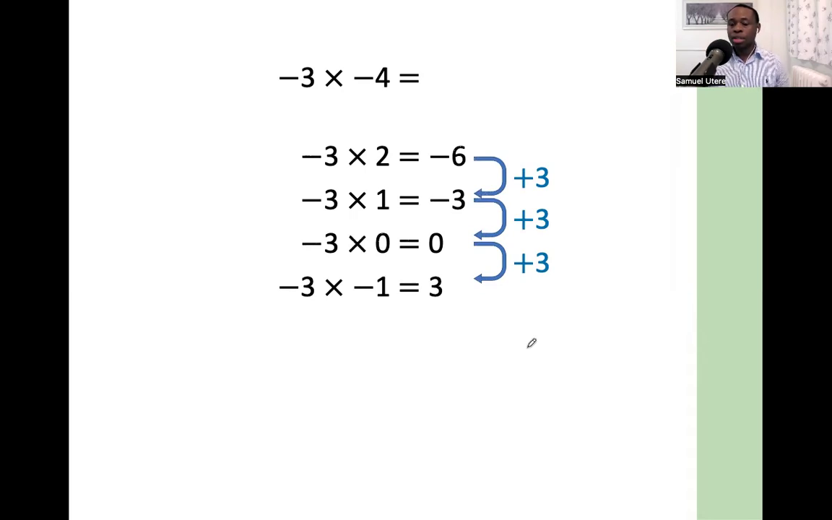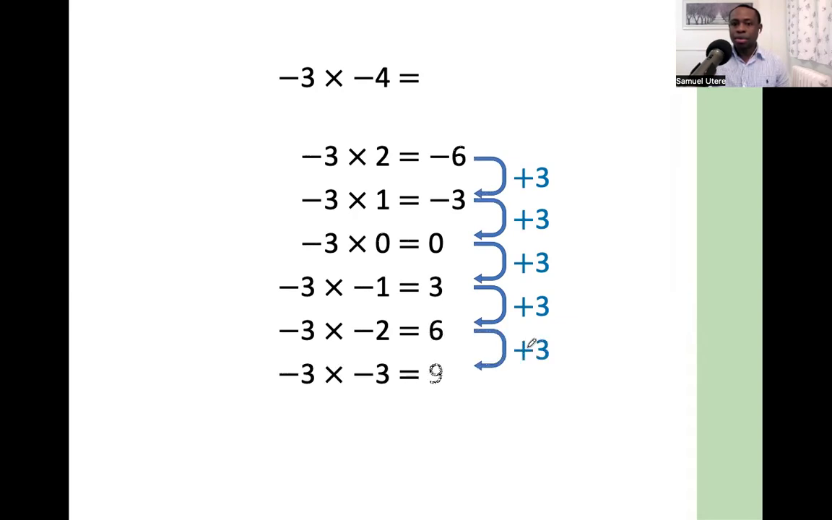So negative 3 times negative 2 has to be plus 3, which is 6. And negative 3 times negative 3 has to be 9, plus 3. And negative 3 times negative 4 has to be positive 12, which is 12, right? So we have proven that a negative times a negative number will give us a positive number.